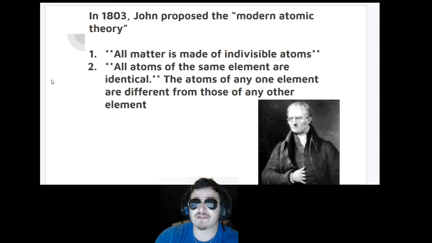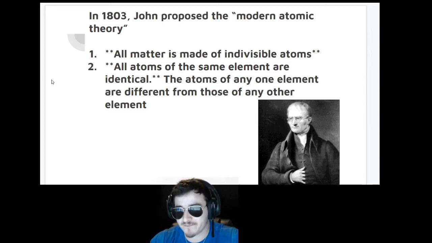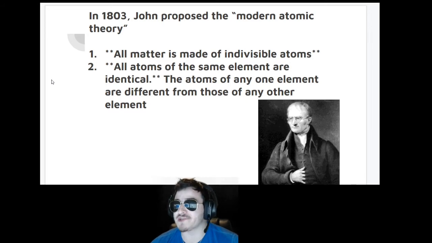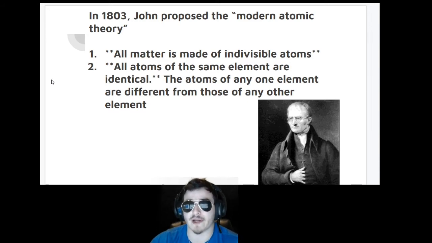Number 2, all atoms of the same element are identical. There is a $1 million word that we're going to learn later on in this video known as isotope, and that is going to prove that not every atom of the same element is identical. Not every atom of hydrogen looks the same. Not every atom of gold looks the same, and we're going to talk about that.